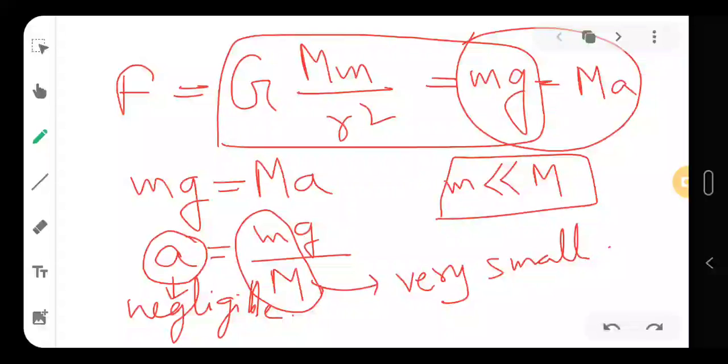So this much is there to tell, and there are more interesting things about gravity because astrophysics deals with gravity all the time. So whenever it is possible, we'll be talking about that.